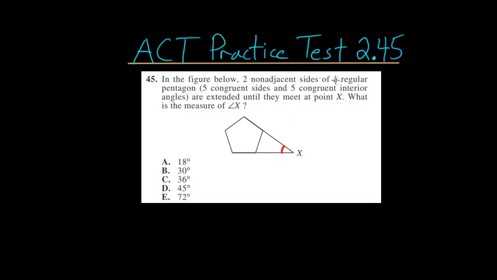But what we know is that this is a regular pentagon. So what that means is that all of these side lengths are all the same, but it also means that all of the interior angles are all the same as well. So we just have to figure out what the total amount of degrees are inside a regular pentagon.